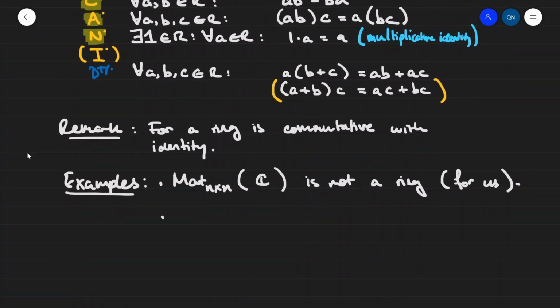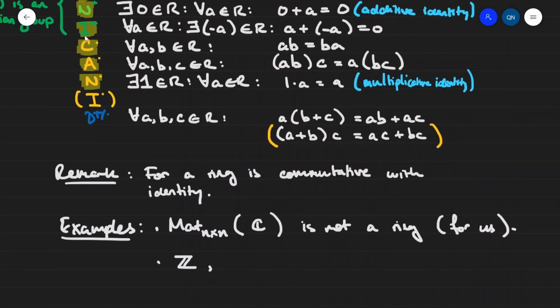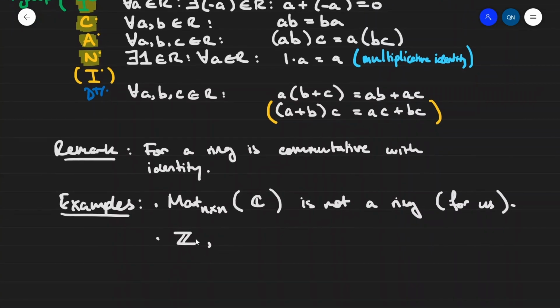What's another example? Well, Z is a ring with integers because addition forms a group and multiplication satisfies these axioms as well. It's commutative, associative, and the neutral element is in there because 1 is inside of Z. Q is also a ring. The rational numbers, the real numbers also form a ring. The complex numbers are also a ring as well.